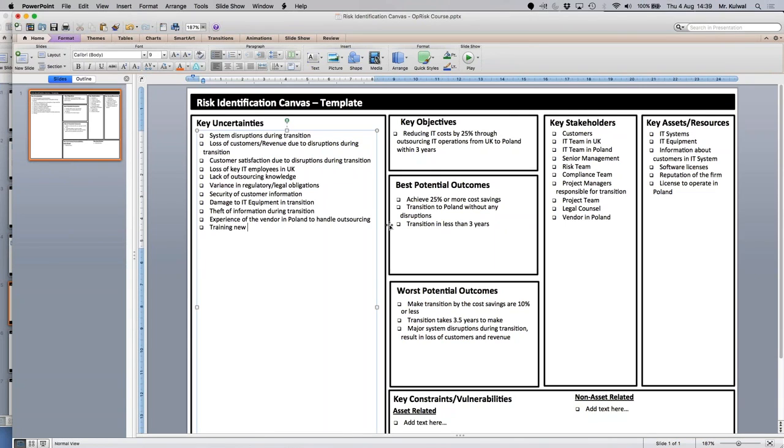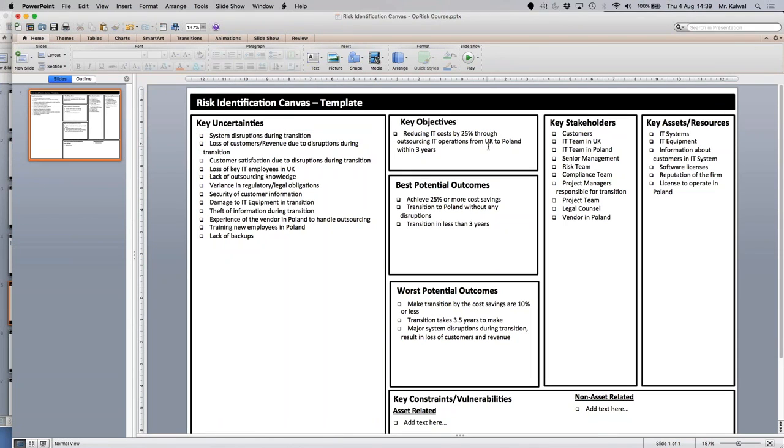Training, yeah. So we may have to train new employees in Poland. We may have to do some training for these new employees we have to hire, and that may create some uncertainty. There may not be any backups, so that if something does go wrong and we do not have them.